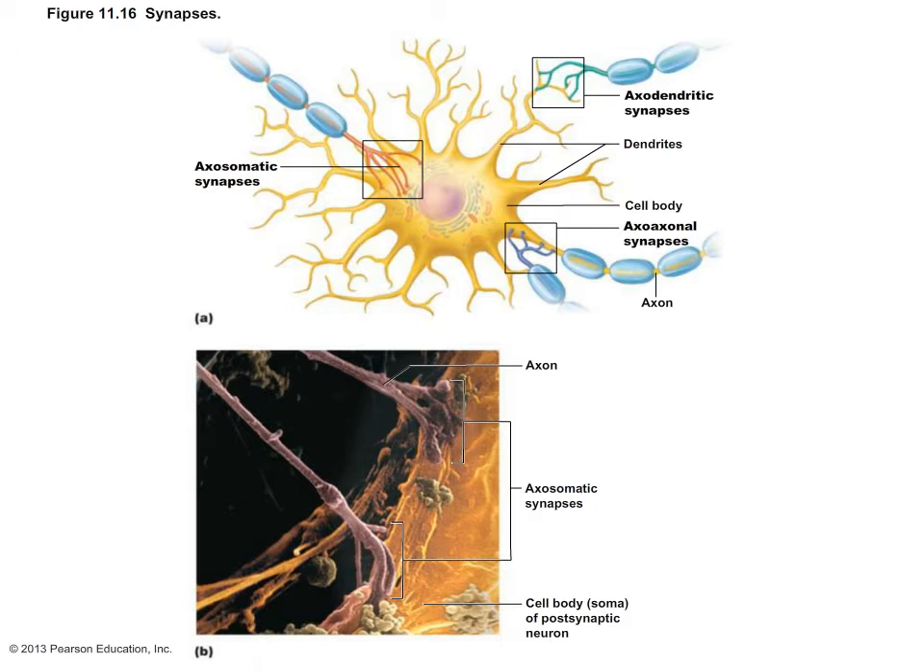On the other hand, we can also have an axodendritic synapse. This is where the axons of one presynaptic neuron synapse with the dendrites of the postsynaptic neuron. And finally, we can have something called an axo-axonal synapse. That is where the axons of the presynaptic neuron synapse with the axon of the postsynaptic neuron.